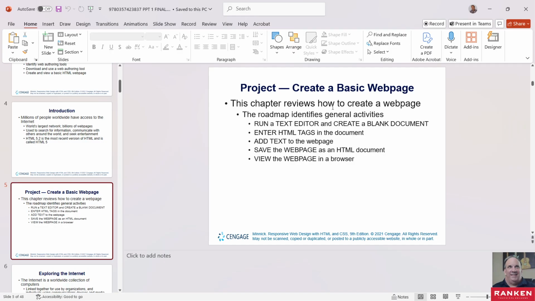So this chapter reviews how to create a web page. The roadmap identifies general activities.